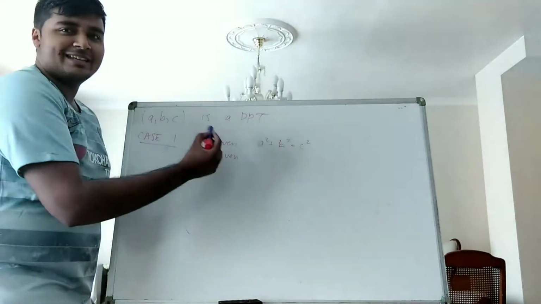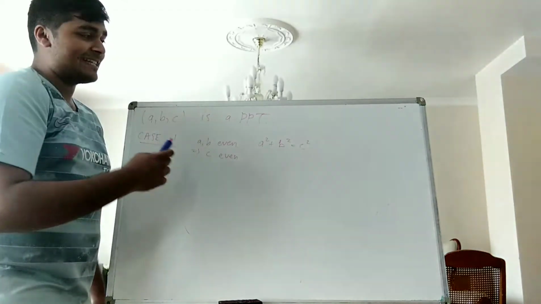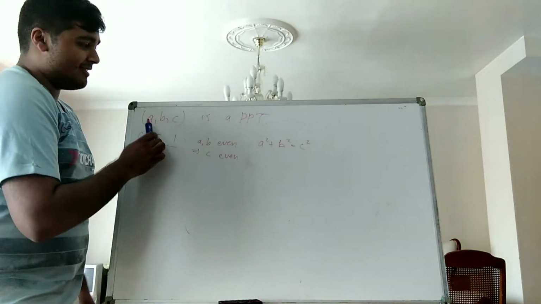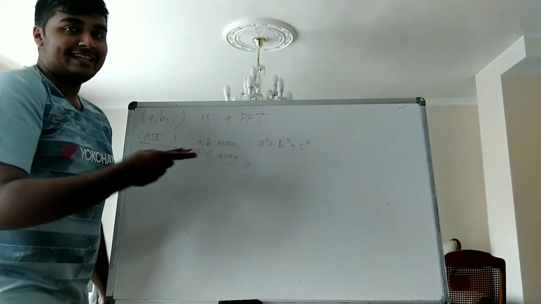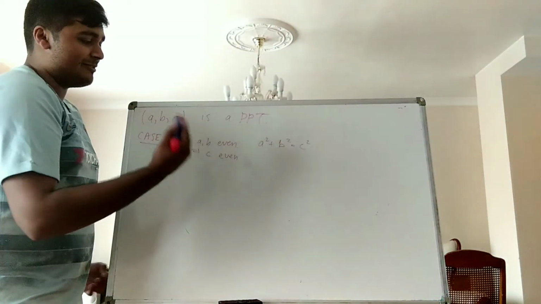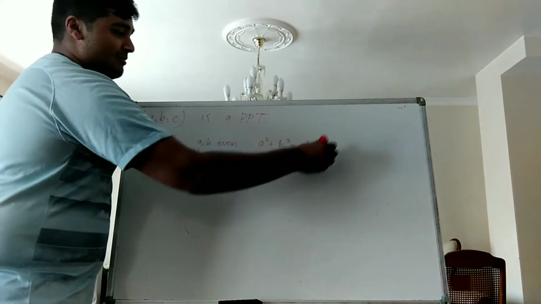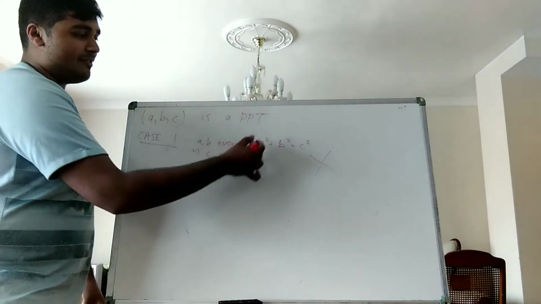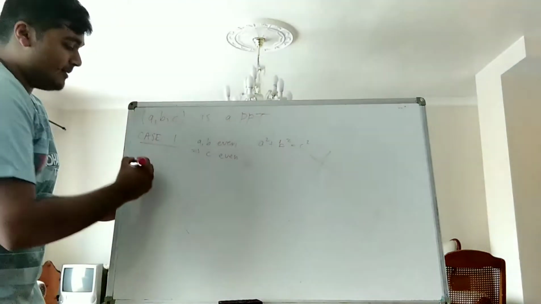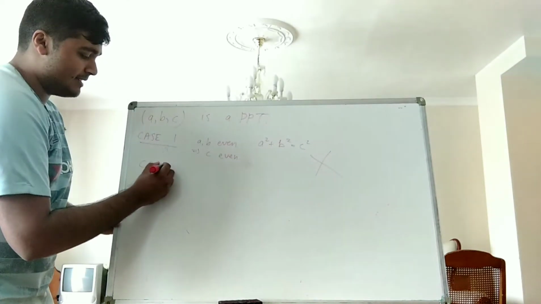But then A, B, and C all share common factor 2, which means that the GCD of A, B, C is greater than 1, i.e. they all share a common factor of at least 2, and hence greater than 1. So this doesn't count. This is not primitive, because we can divide A, B, and C by 2. Okay, now case 2.